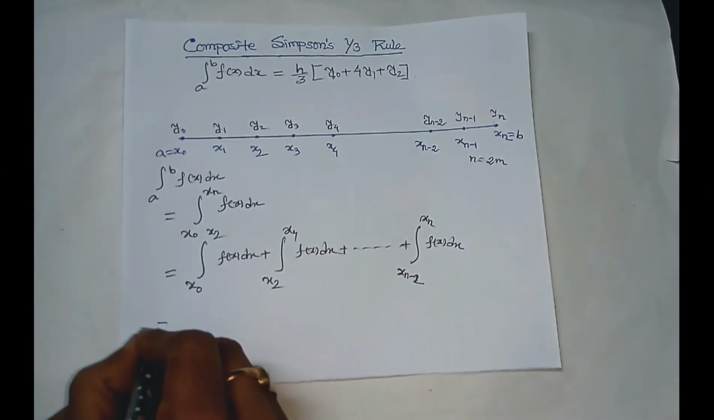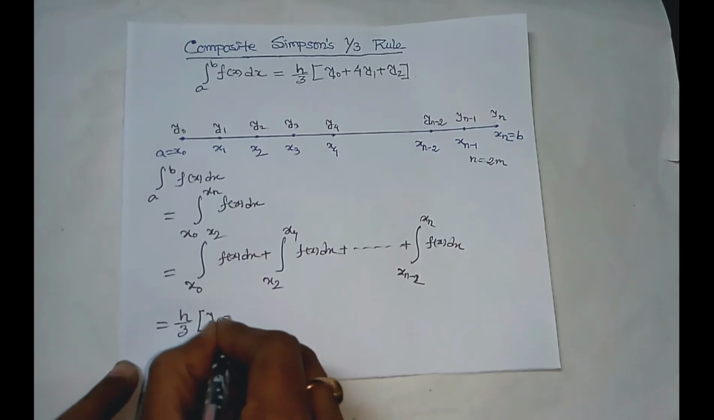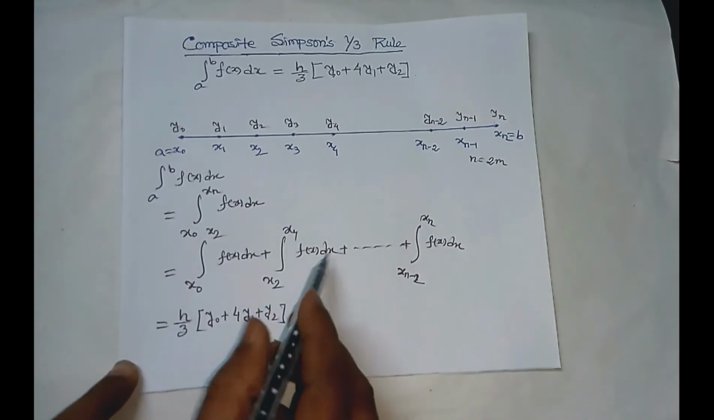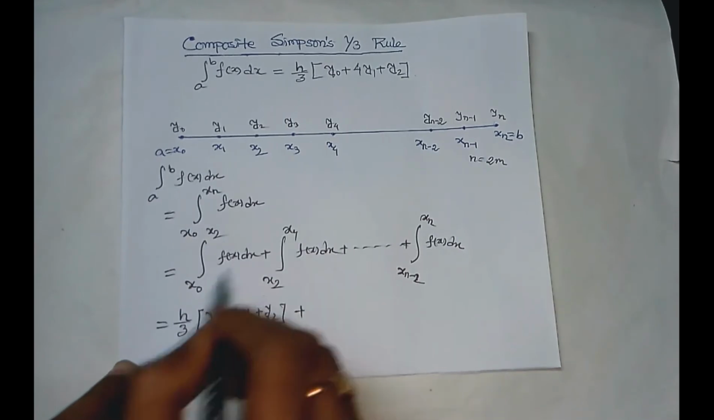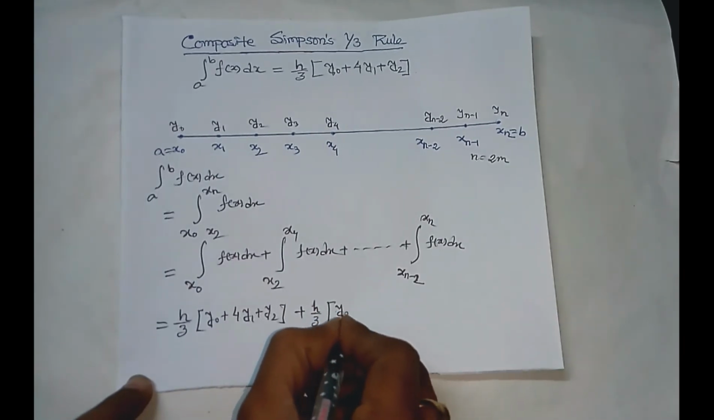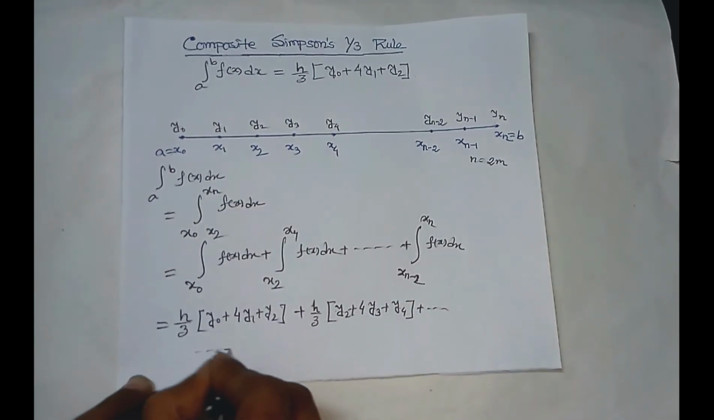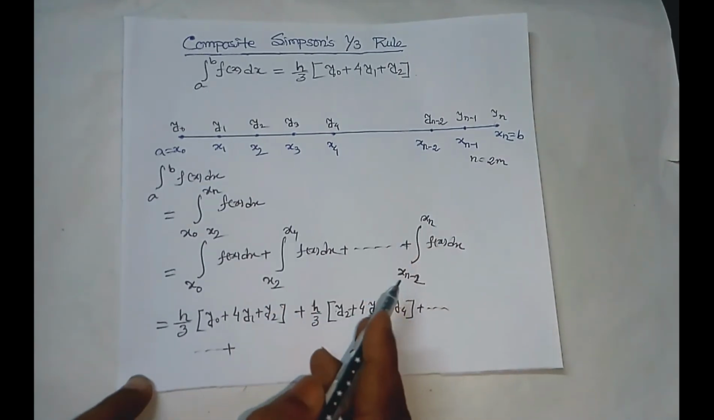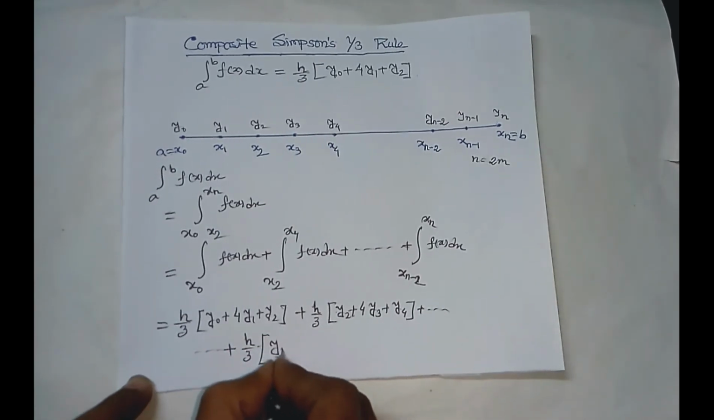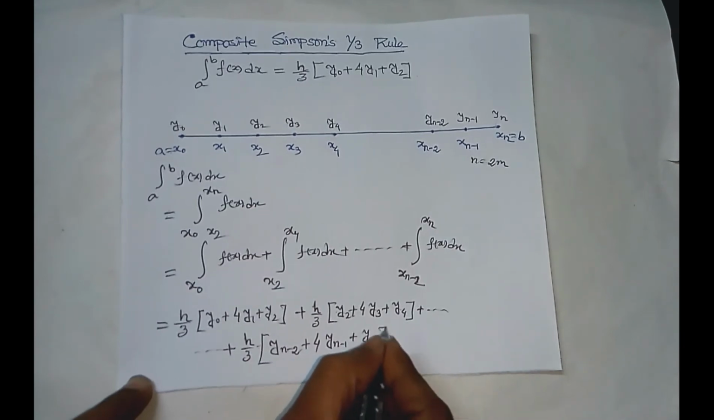If we apply Simpson's one-third rule here, we shall find that this will be h by 3 multiplied by y0 plus 4y1 plus y2, plus if we apply Simpson's one-third rule here from x2 to x4, then by the formula it should be h by 3 multiplied by y2 plus 4y3 plus y4, and continuing in this way, the final one will be, if we apply this in the interval from xn-2 to xn, then we shall find h by 3 multiplied by yn-2 plus 4 times yn-1 plus yn.